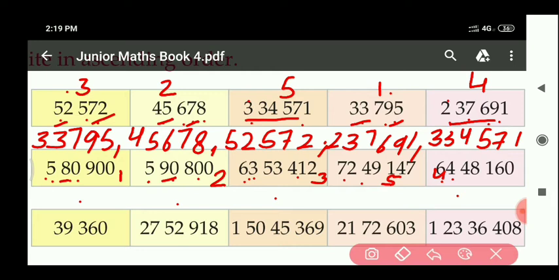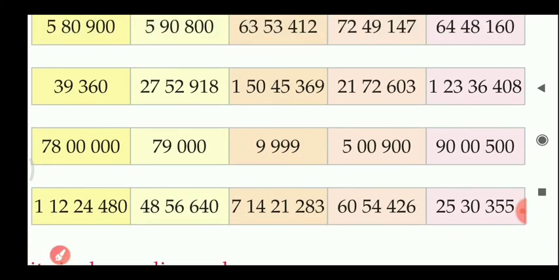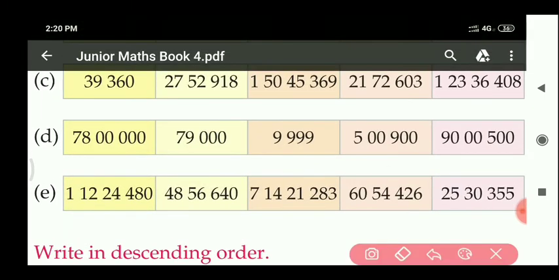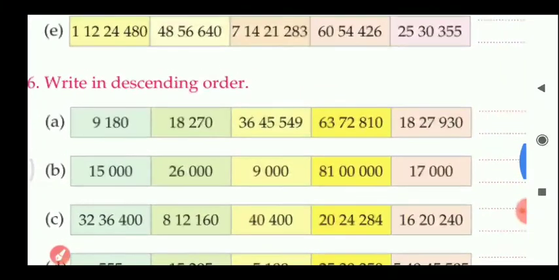So as I did this part, similarly you can do the other remaining parts also. And which parts will you do? These three parts, C, D and E. These parts I will give you as homework. Next, see question number 6. What is given? Write in descending order.